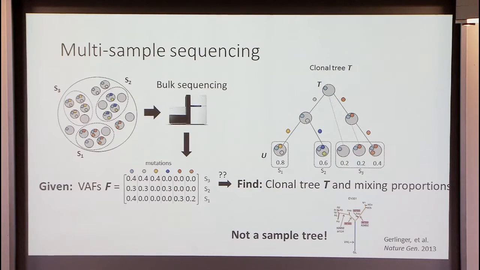Okay, so now I have sequenced multiple samples from my tumor. So I've taken this phylogenetic tree and I've given you multiple mixtures of the leaves in certain unknown proportions. So could you, from this frequency data, reconstruct the tree and reconstruct these mixing frequencies? And note again, this is not the tree relating the samples. We're trying to do more here.